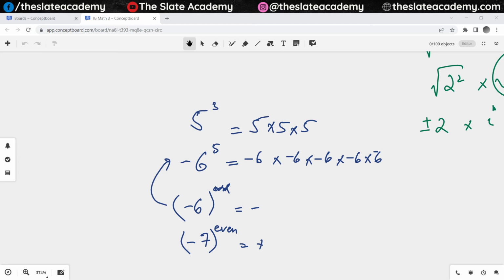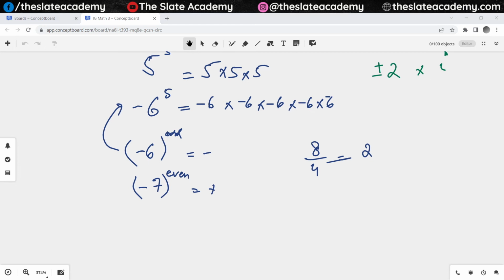Easy enough? Acha ji. One more thing about the law of indices. If I've got fractions, so for example, 8 over 4, the answer is what? 2. Why is the answer 2? Can we prove that using the laws of indices or the laws of powers? Look over here.